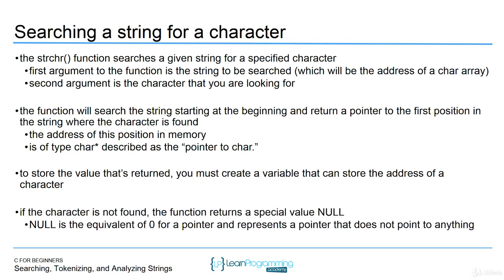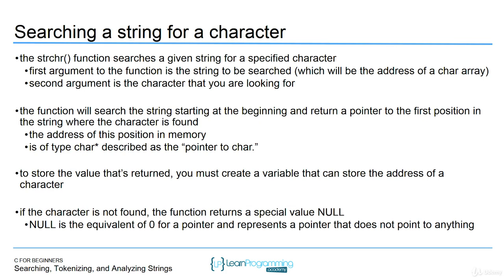If the character is not found, the function returns a special value, which is NULL. NULL means that the pointer doesn't point to anything. We use NULL when we talk about pointers. And NULL is just saying it didn't find anything, so it's not pointing to anything. When it points to something, it points to the address of where you found that character. And then you can start parsing from there.